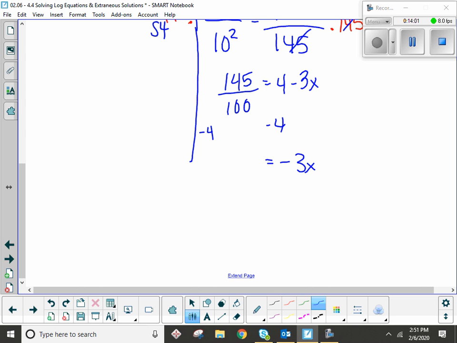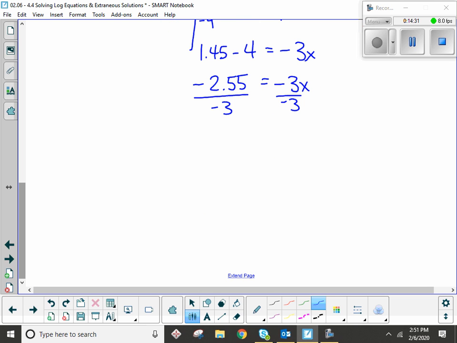So 145 over 100 is 1.45. I just said one thing and wrote a completely different thing. And what is 1.45 minus 4? -2.55. And now what? There's only one thing left to do. You don't actually have any options here. Divide by -3. And you should get 0.85 equals x.